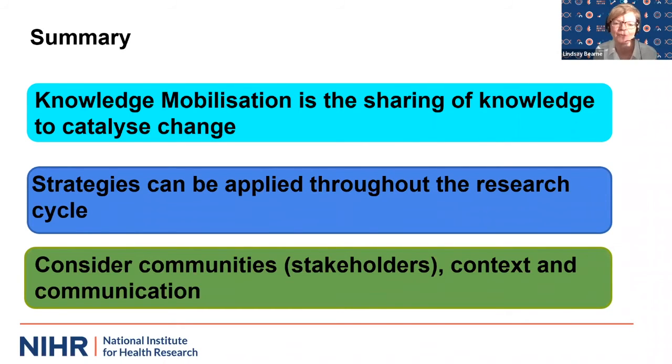So we're drawing the presentation to a close now, and in summary, we have shown you what knowledge mobilisation is, and clarified, we hope, how you would define knowledge mobilisation and how it differs from dissemination and impact. Hopefully, we've provided some information of strategies that can be applied throughout the research cycle, and highlighted 3 very simple aspects that you can start to think about today to include in your own research. And that is the importance of engaging widely with your stakeholders and identifying your priority stakeholders to focus your effort, understanding how best to communicate with your priority stakeholders, and also really understanding the context that your research will be used in.